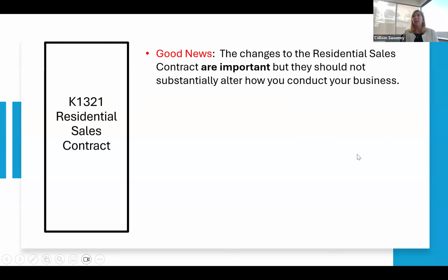All right, so let's start with the good news. The changes to the residential sales contract are important. I want you to be paying attention, but I want you to know they're not going to substantially change how you conduct your business, okay? And that's important for you guys to know. I know there's a lot of things getting thrown at you.